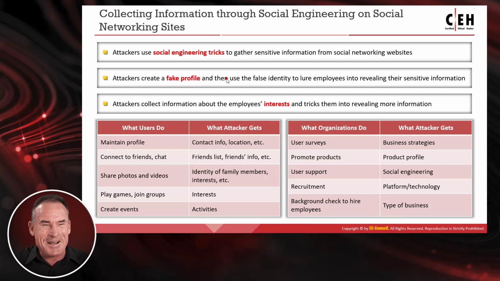So the attackers use social engineering tricks to gather sensitive information from social networking websites, creating a fake profile and using the false identity to lure employees. This is just one aspect. So when you're socially engineered, somebody is lying to you or deceiving you to extract useful information, and there's a variety of ways to go about doing this as it relates to hacking networks. Humans already have access, we mentioned that before, and I could potentially use your password and your username, or I could impersonate you.